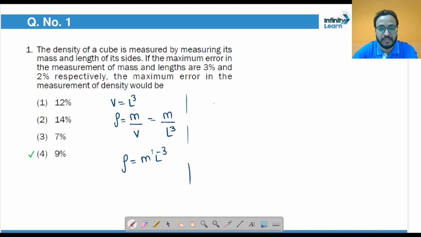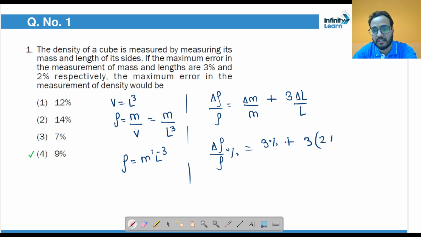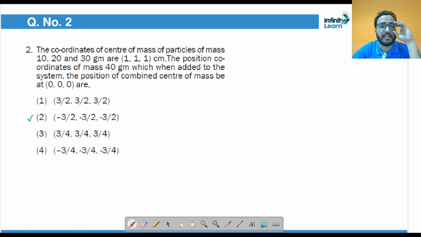So what is delta rho upon rho? It is delta m by m plus, errors are always added, 3 times delta L by L. Now you can put the values and get the answer. So delta rho by rho percentage-wise will be percentage error in the mass, that is 3 percent, plus 3 times percentage error in the length, that is 2 percent, that is overall 9 percent. Fourth option is correct.